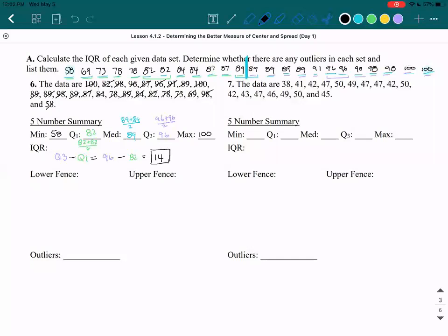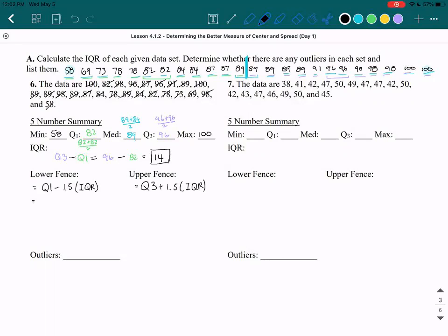Okay, so now that we have our IQR, remember your lower fence has a formula as well. It's literally Q1 minus 1.5 times the IQR. And your upper fence has a formula as well. It's Q3 plus 1.5 times the IQR.